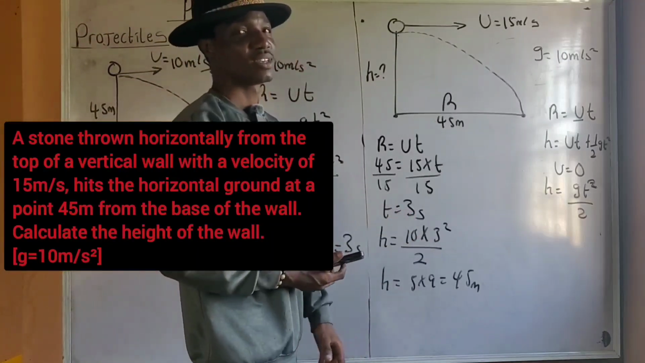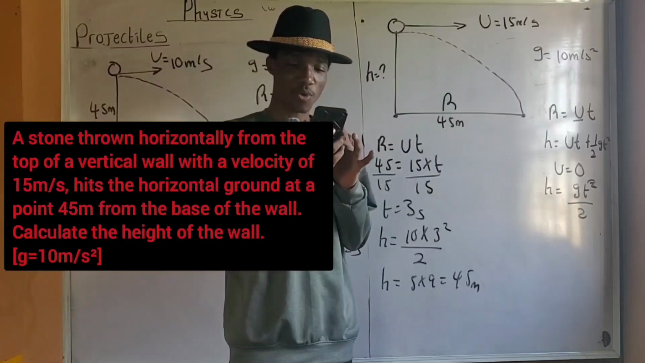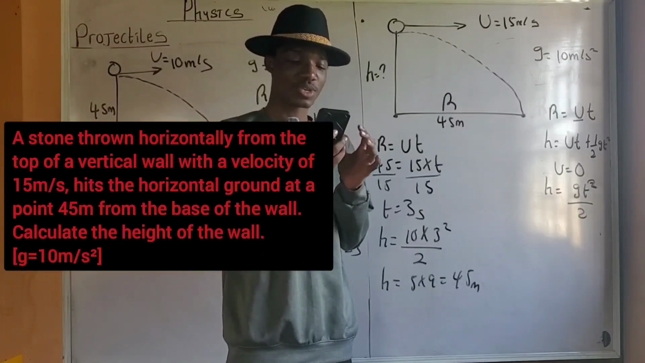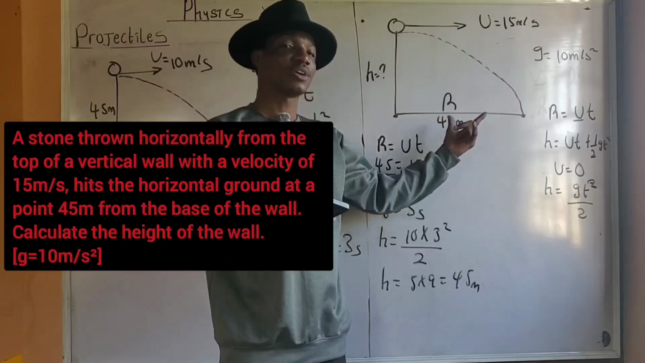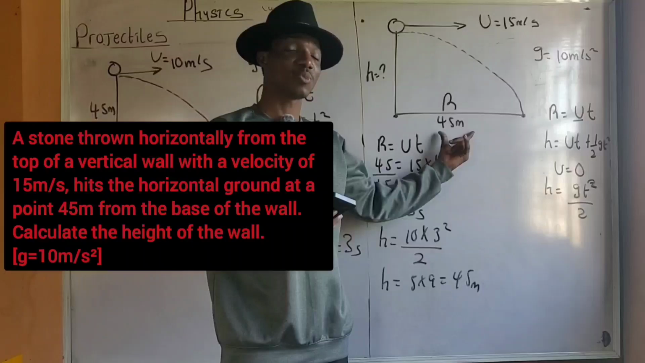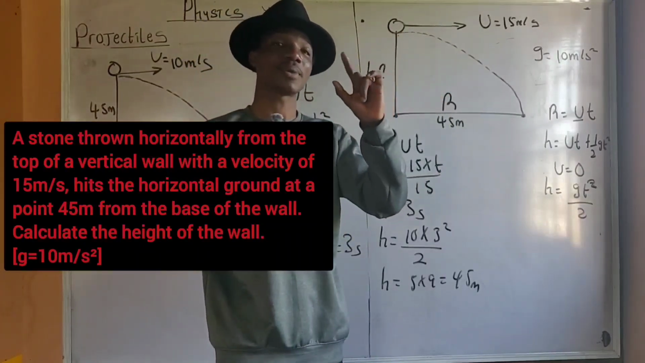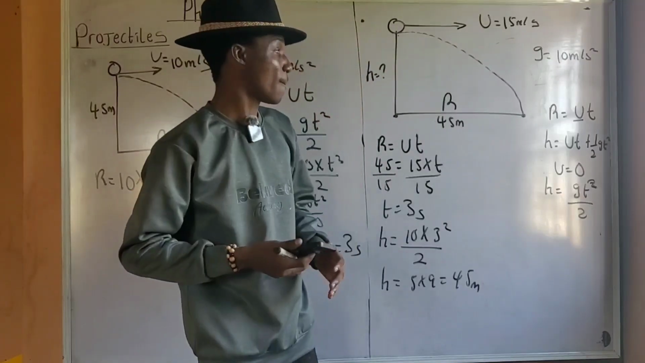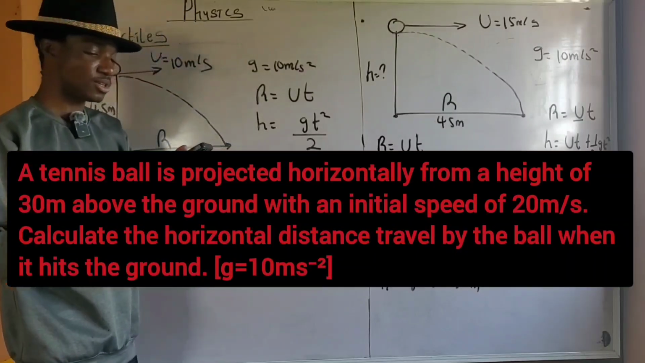I hope you understand. I will solve one more question, then I will give you a question, and you have to drop your solution in the comment section. Please listen to me. Under this type of projectile motion, where we have a body being launched horizontally from a height, I gave you 4 formulas. Master those formulas.